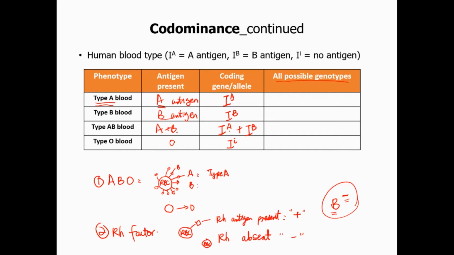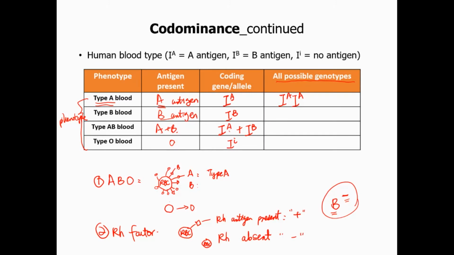All right, now we know the allele that codes for a particular antigen. Now we're going to figure out all the possible genotypes for each phenotype. What type of blood you have, that's a phenotype. And then we're going to figure out what the genotypes are for each type. So if you have type A blood, remember you need two alleles, because you have one allele you inherit from your mother, one allele you inherit from your father. So for type A, you can be homozygous dominant. That means you have two A alleles.